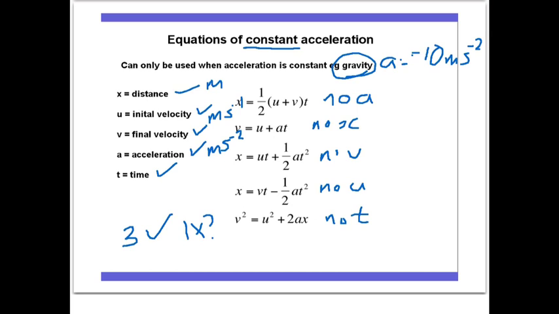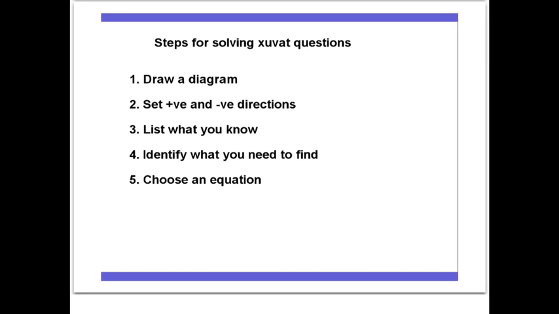So step 1 is always draw a diagram. Drawing a diagram is a great way to just figure out and keep straight in your head what's going on. So I'm going to insist that you draw a diagram for all these questions. It's really important that you then set positive and negative directions for everything so that you know which way is up, which way is down, which way is positive, and which way is negative.